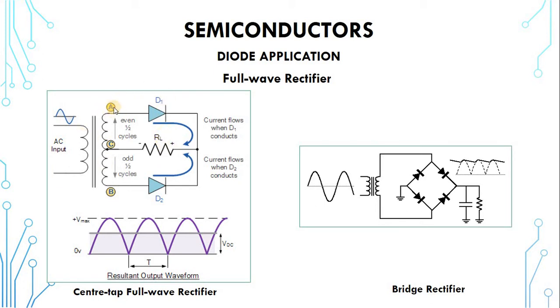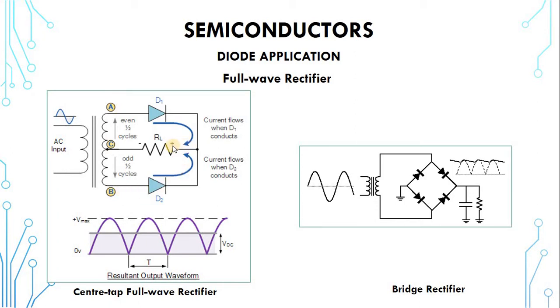When A is positive and B is negative, D1 is forward biased, and at that time B is negative, so diode 2 is reverse biased. Under that condition, diode 1 will conduct, and the first positive half cycle will go through diode 1 and arrive here. So the load is seeing positive here, whilst this is always negative. Now let's see what happens when the AC alternates, and this side becomes negative and this side becomes positive.